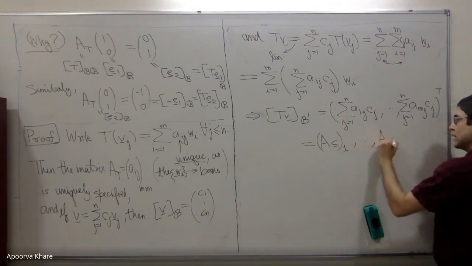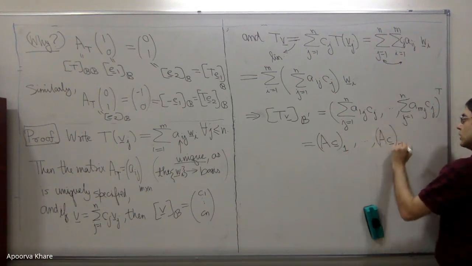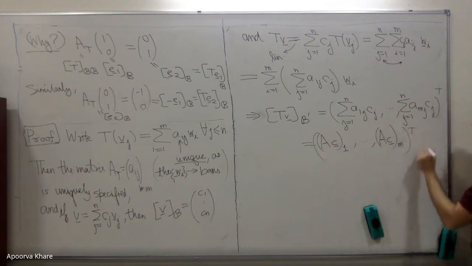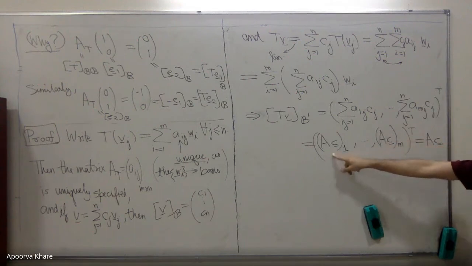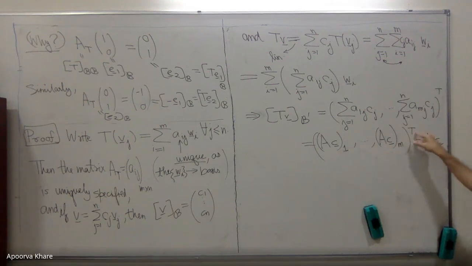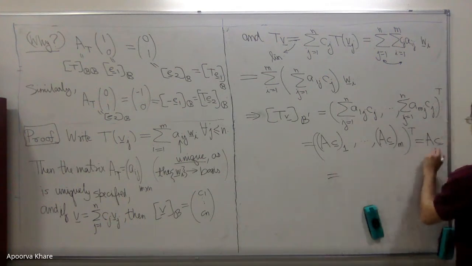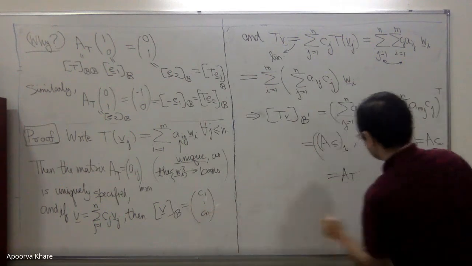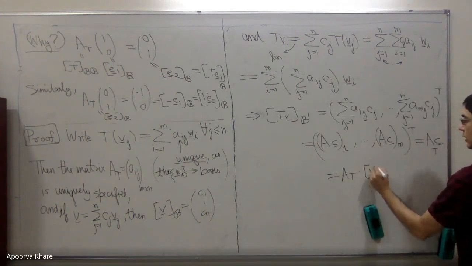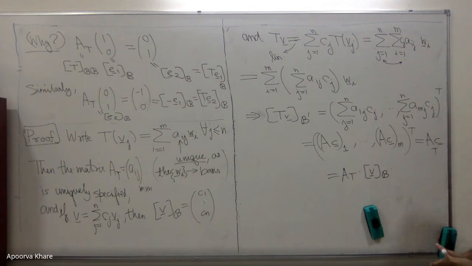And A times C, the nth coordinate, the whole thing transposed. And that is exactly the vector A times C, because it's the first coordinate, second coordinate, third coordinate. Any vector is equal to its first coordinate, its second coordinate, and so on. But A times C is equal to its first coordinate, its second coordinate, all the way transposed. But what is this? This is precisely, so this is called AT. And what was C? C itself was this vector B. And that's what we wanted to prove.